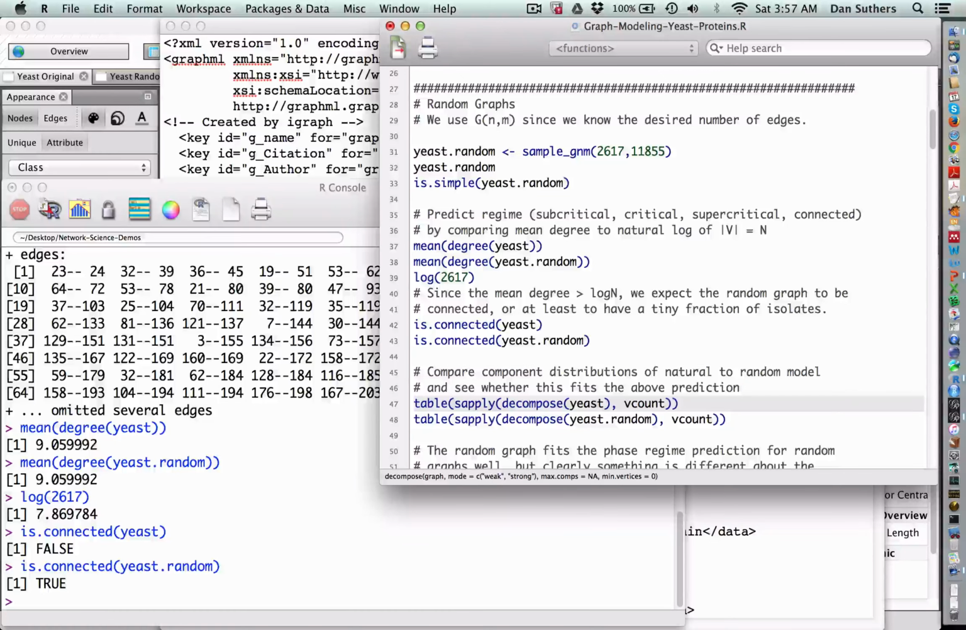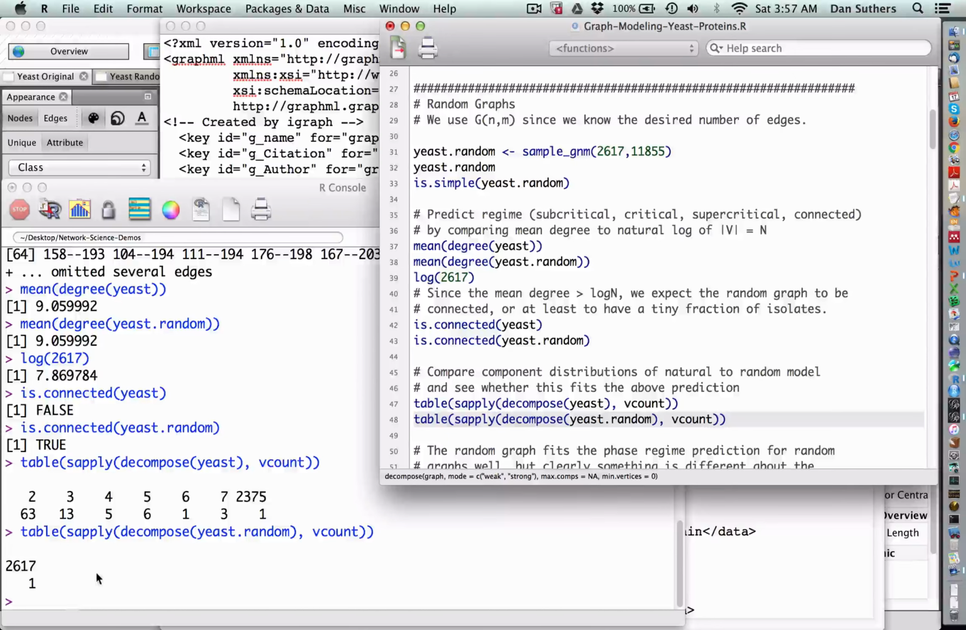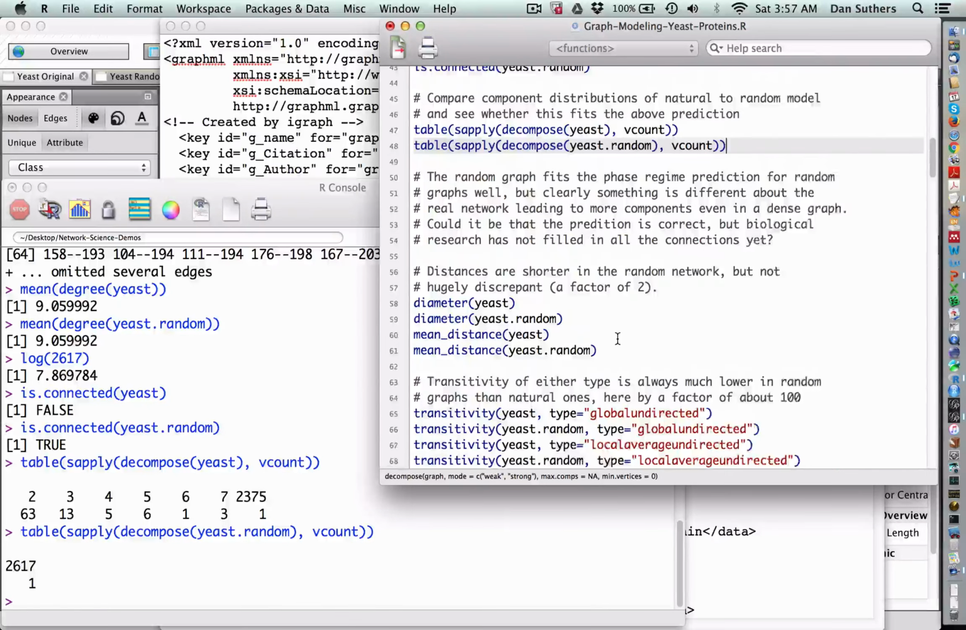Well, let's look at the component distribution here. So we're going to decompose the original graph into its components, and we're going to count the number of items in each component. So we got a giant component, one of them with this many vertices, and then this distribution, for example, there's 63 components with only 2 vertices, whereas in our random graph, all of them are in one component. Okay, so we see here that the random graph fits the prediction that since the average degree is greater than the log of the number of vertices, we expect it to be fully connected, and it is.